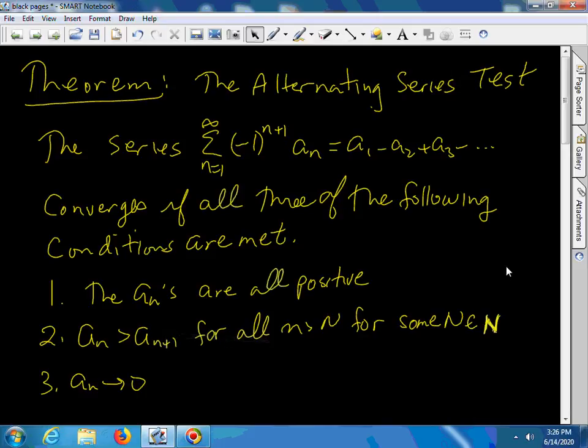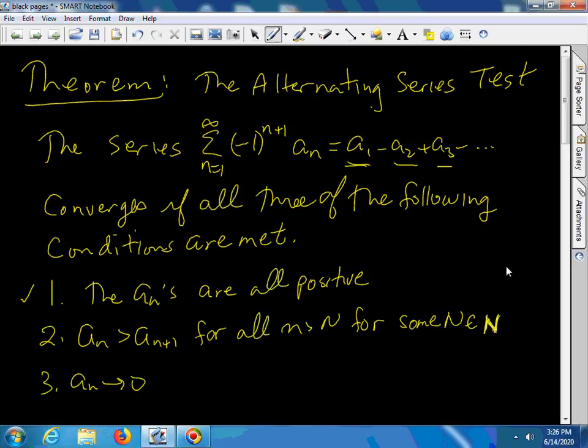In this video, we're going to prove the alternating series test. If you have a series of positive terms, but the sign alternates, a1 is positive, minus a2, which is positive, plus a3, which is positive, minus a4, which is a positive term. This converges if all of the three conditions are met.